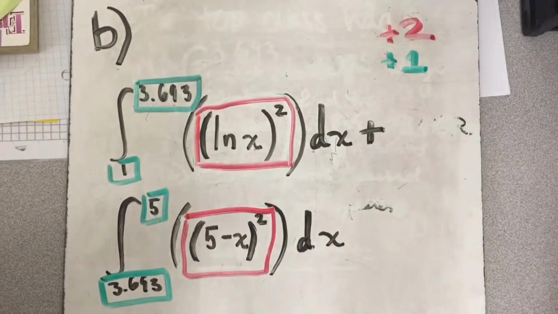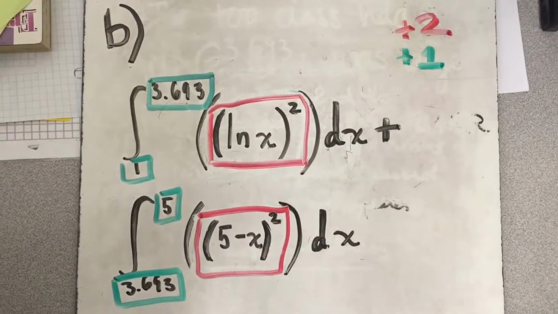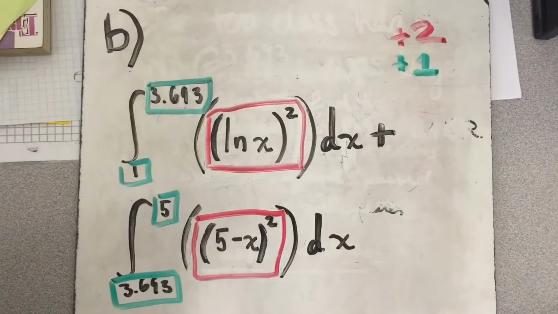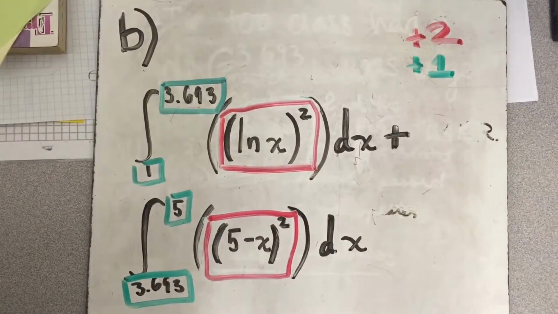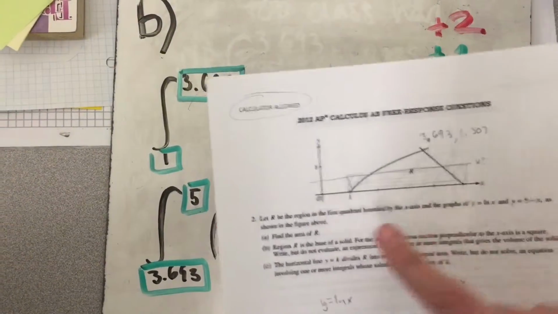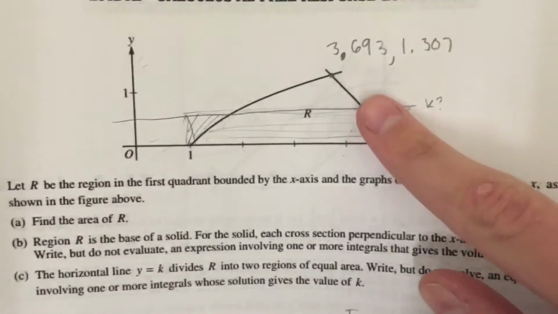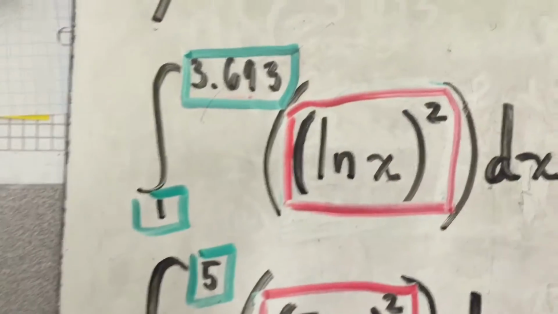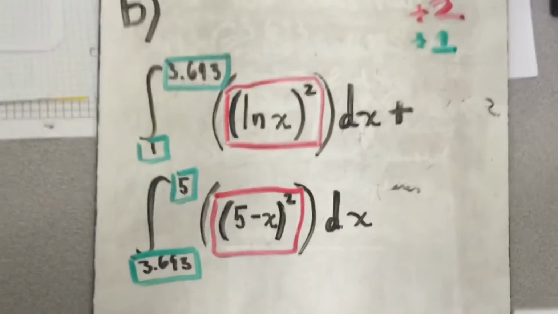So for this part, we had to find what the cross section areas would be. In order to do that, we knew the area of a square would be the side squared. So that's where these two parts came from. And then for the integral, the lower limit is 1 in the problem, and the intersection is 3.693, and that's the upper limit. Then for the next one, that becomes the lower limit, and 5 becomes the upper limit.